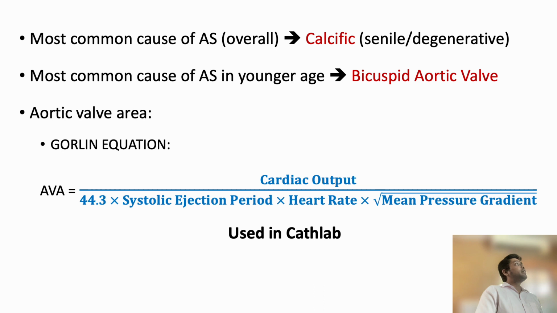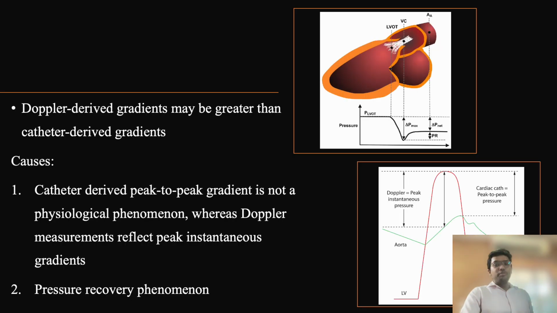Another equation we follow is the aortic valve area Gorlin equation: cardiac output divided by 44.3 into systolic ejection period into heart rate into root mean pressure gradient. That is used in the cath lab. Now this mean pressure gradient is not the echocardiographic pressure gradient. Now let us come to the fallacies of the pressure gradient measured in the cath lab. So Doppler derived gradients may be greater than catheter derived gradients.